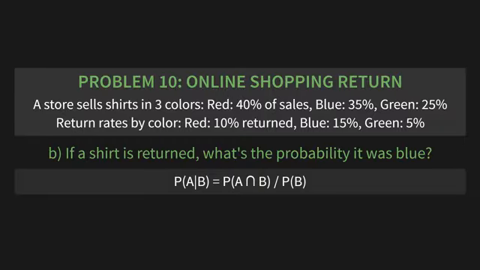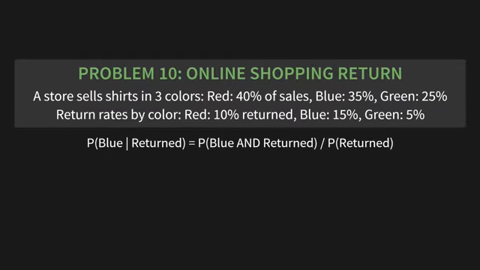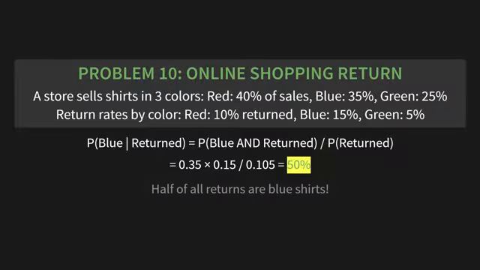Time to flip our thinking with Bayes' rule. We're going from given the color, what's the return rate, to given it's returned, what's the color? Remember how blue shirts had that high 15% return rate? Well, when we look at just the returned shirts and do the math, exactly half of all returns are blue shirts. Even though blue shirts are only 35% of sales, they make up 50% of returns.